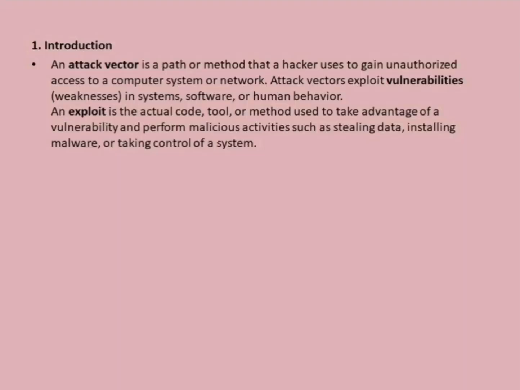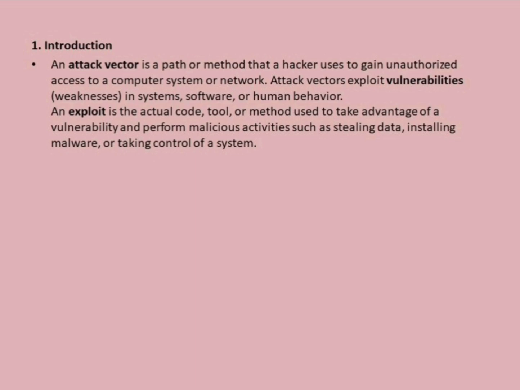An attack vector is the route or method that hackers use to break into a computer system, network, or application. It can be thought of as the doorway that cybercriminals exploit to gain unauthorized access. Attack vectors take advantage of vulnerabilities, which are weaknesses in software, hardware, or even human behavior. For example, if a website has poor security coding, a hacker can use that weakness as a vector to inject malicious code. Similarly, if a person clicks on a phishing email, the attacker gains access through human error.